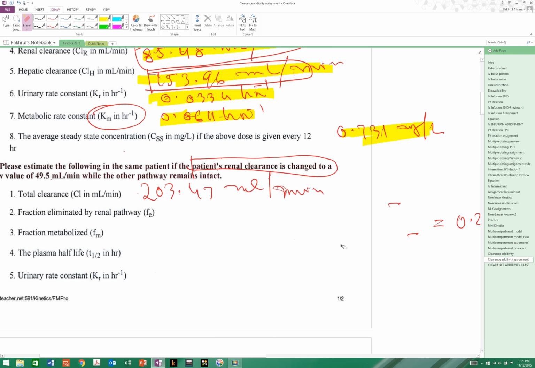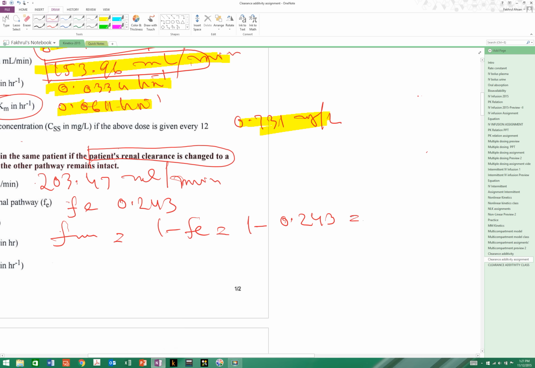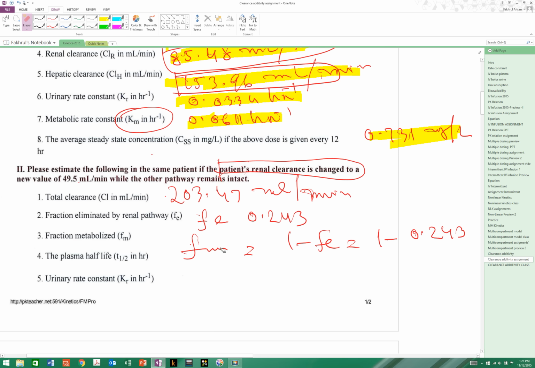So let's put that here. Fe would be 0.243. Now fraction metabolized, same thing again. Fraction metabolized, Fm, is equal to 1 minus Fe, which is going to be 1 minus 0.243, equal to 0.757. So your fraction metabolized is 0.757.